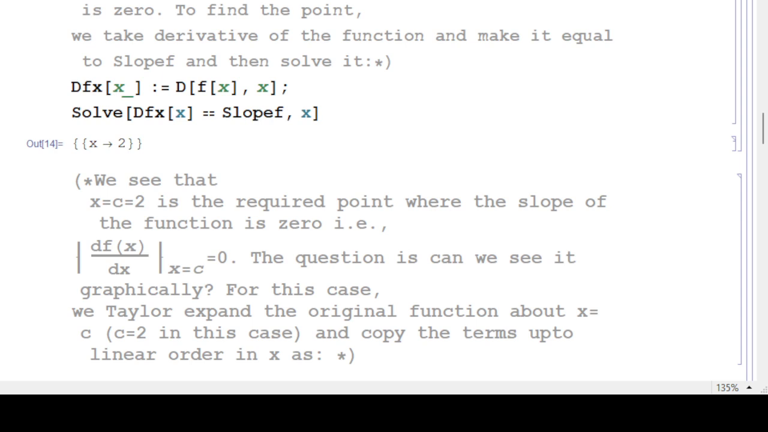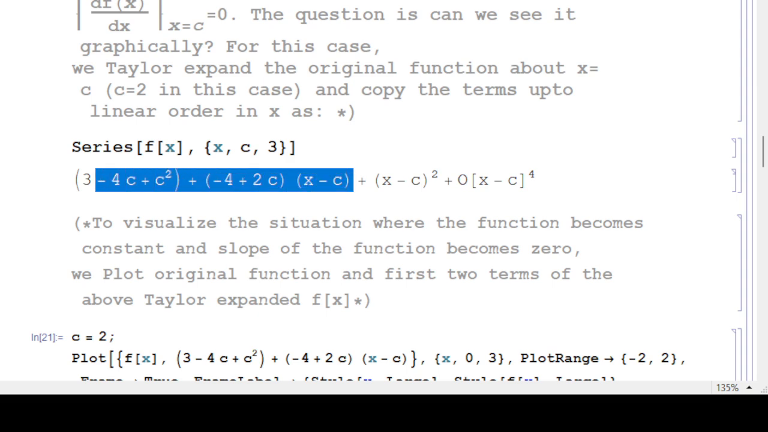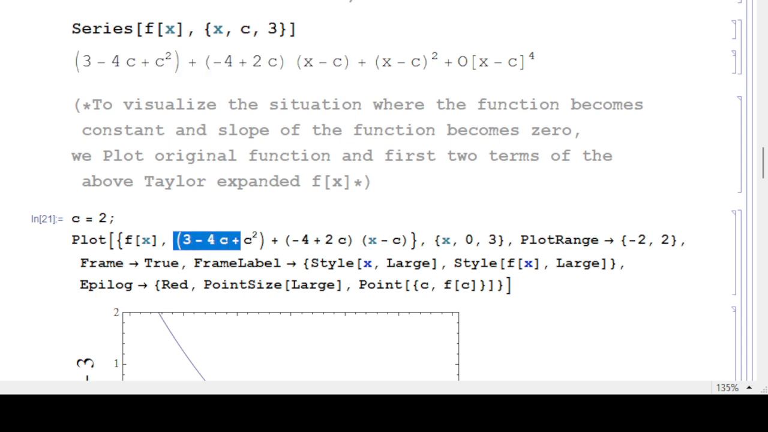The question is, can we see it graphically? For this case, we Taylor expand the original function about x equal to c and copy the terms up to linear order in x. For this case, we series expand the original function and get the terms up to linear order. So these are the terms. We consider the first two terms and write these terms here together with the function.